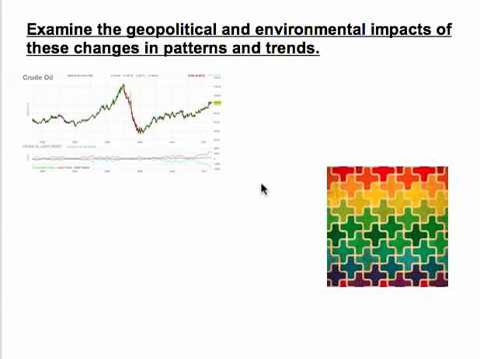Okay, in this second lecture we're going to have a look at the impacts of the changes in oil production, supply and demand. We're also going to have a think about patterns and trends, and the difference between them can be a little bit difficult to understand.